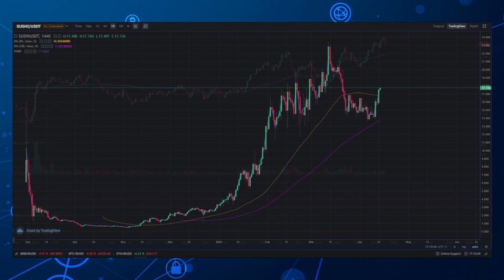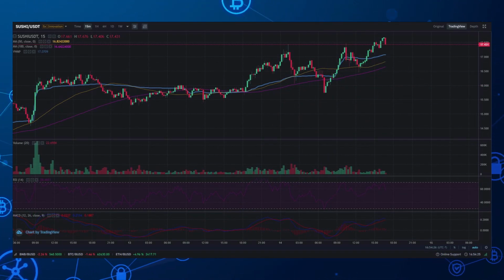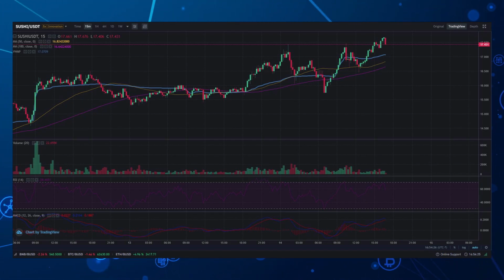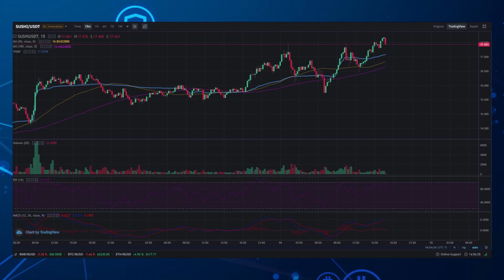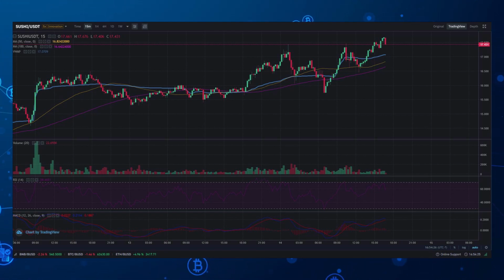For my day traders out there, as you can see on the 15-minute chart, the RSI is sitting at 60, neither oversold or overbought. This is a positive technical sign, depending on obviously if you want to go long or short. The MACD does show also a lot of bullish momentum, but it appears to be dying off a little bit. The volume has been very high over the past 12 hours, which is excellent for day traders.